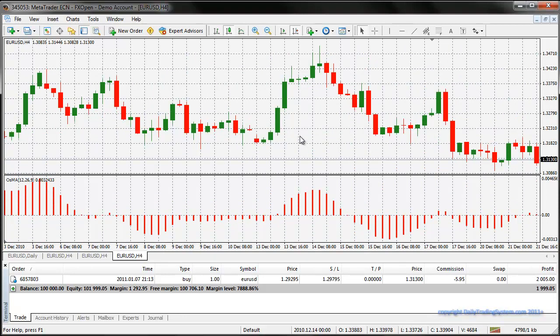So play around with the OsMA, the Moving Average of Oscillator, and in later modules we'll show you how to use it with another indicator to get more robust signals. So play with this one for about 2 to 3 days, and then we'll move on to the next video.